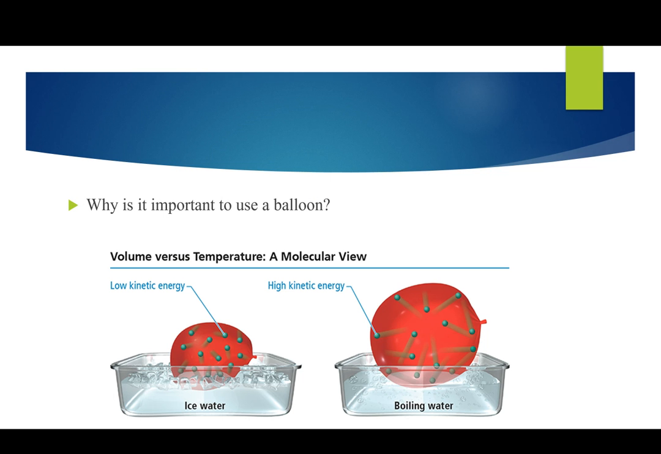It's important to use a balloon because a balloon is a flexible container. A balloon can change volume. And so you can see in the ice water, the particles don't have as much energy. There's fewer collisions with the walls. The collisions aren't as forceful, and so it's kind of shrunken down. Whereas in boiling water, those particles are moving a lot. They have a lot of energy. There's a lot of collisions. The collisions are very forceful, and that's going to push the sides of the balloon out.